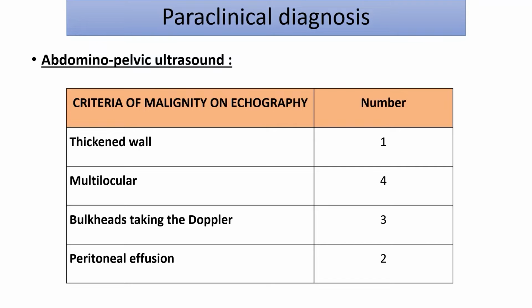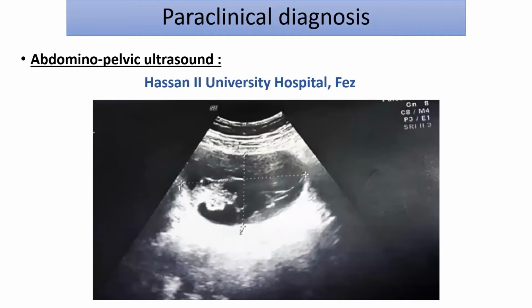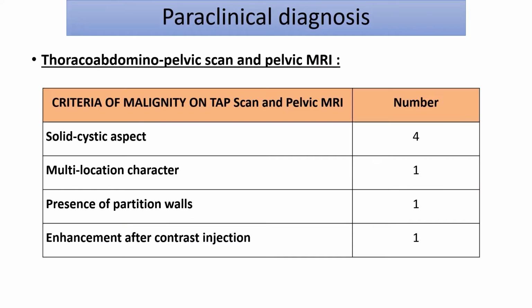7 of our patients benefited from a CT scan. A suspicious aspect of malignancy was found in 6 patients. None of our patients had a pelvic MRI. This is a CT scan image at Hassan II University Hospital of Fez. Solid cystic mass, most probably of right ovarian origin, was limited and multilocular.